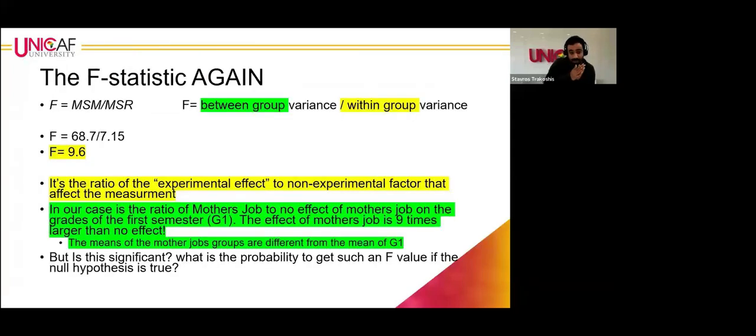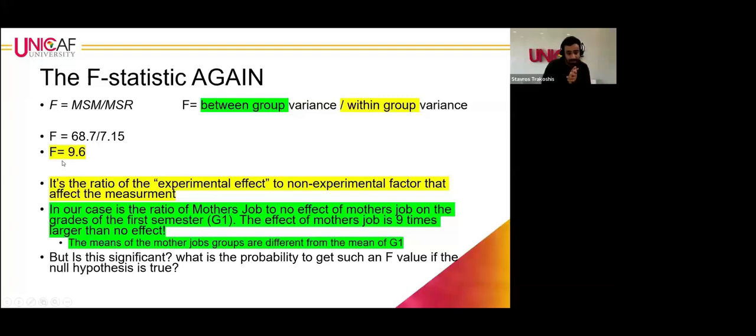And when I get the mean sum of square model over the mean sum of square residual, I get an F statistic. This is the between group variance over the within group variance. If I have tight groups that have small variation and show differences only between groups, then I get a large F.